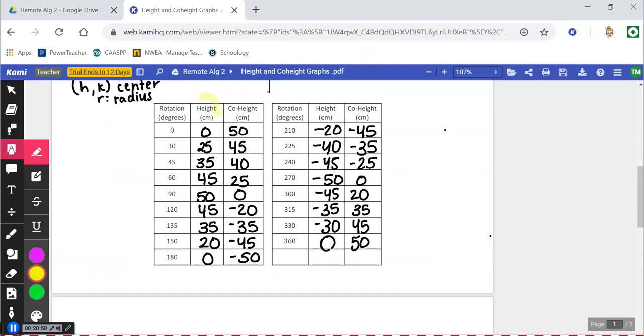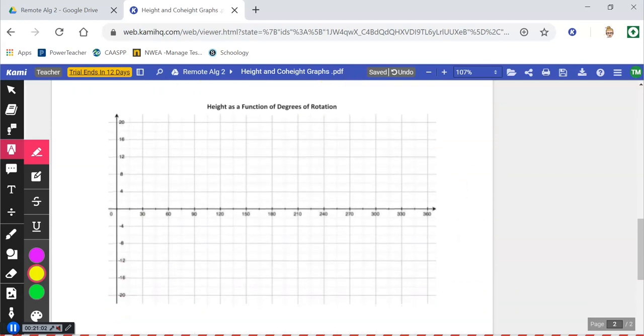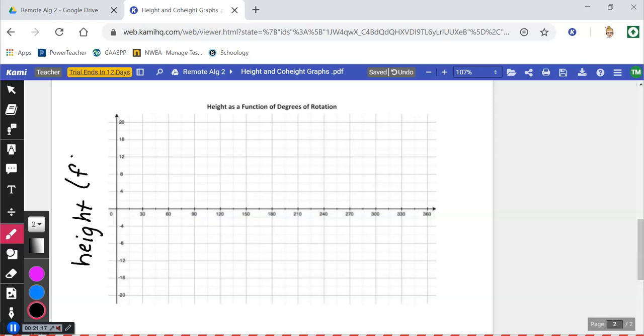So we're going to take all of our heights as a function of the rotation in degrees, and we're going to graph them on this graph here. So we're going to graph height as a function of degrees of rotation. So before we do that, let's go ahead and label our axes. So the y-axis is the height of our Ferris wheel, and that height was in feet. And then the x-axis is going to be the amount of rotation, and that happens in degrees.